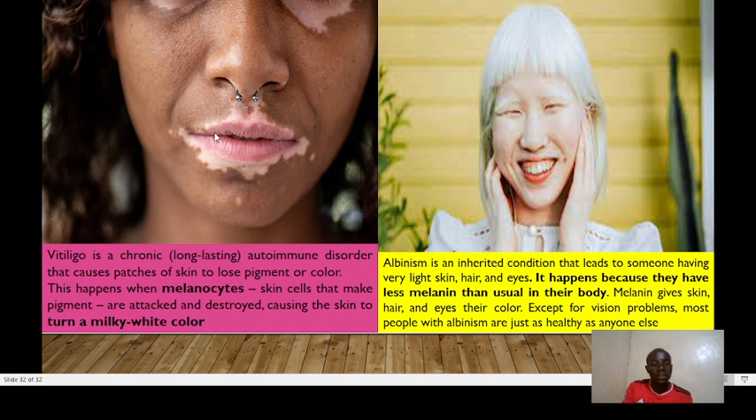Okay, so guys, you could also have vitiligo. This is a chronic, long-lasting autoimmune disorder that causes patches of the skin to lose pigmentation or color. It normally happens when the melanocytes are attacked and destroyed, turning the skin a milk white color. Whereas albinism is an inherited condition that can lead to someone having very light skin, hair, and eyes. It happens when they have less melanin than is usually in their body. Okay guys, so these are the conditions.